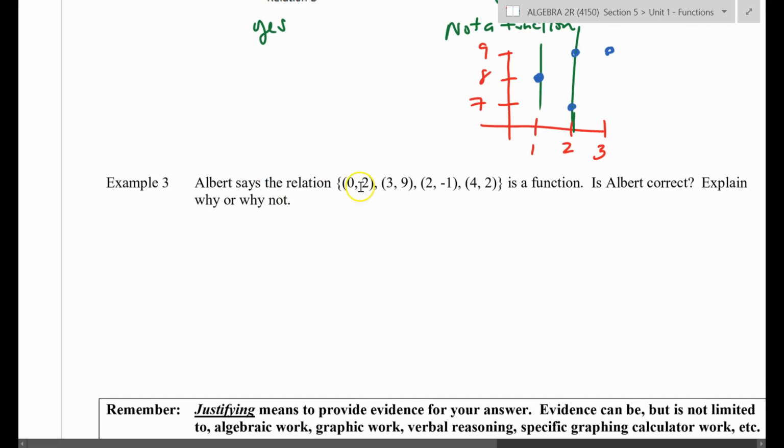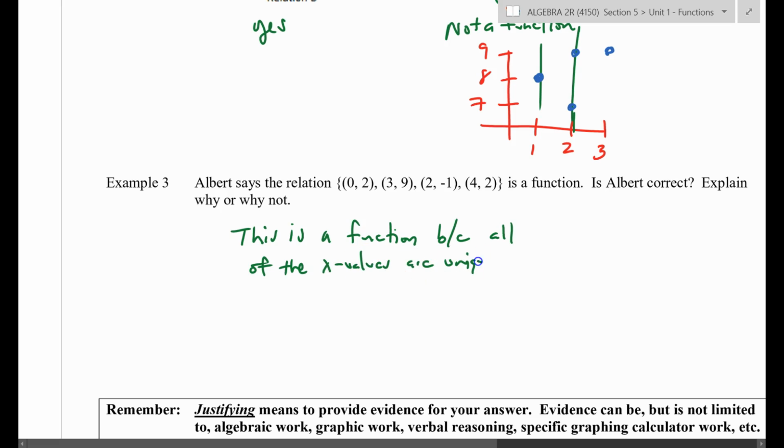Albert says that this relation is a function. Is he correct? Well, 0 goes to 2, 3 goes to 9, 2 goes to -1, and 4 goes to 2. What do you notice about all the x values? They're all different, so is it a function? Yes, it is. This is a function because all of the x values are unique. That's a way of thinking about it, isn't it? If all the x values are unique, we're in good shape.